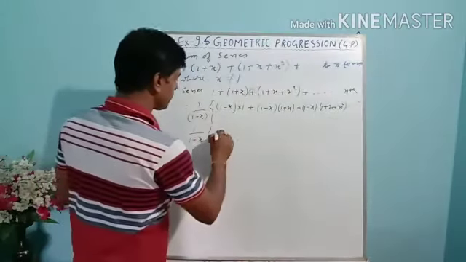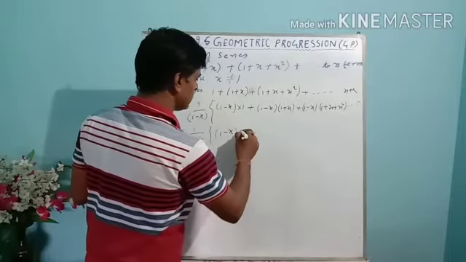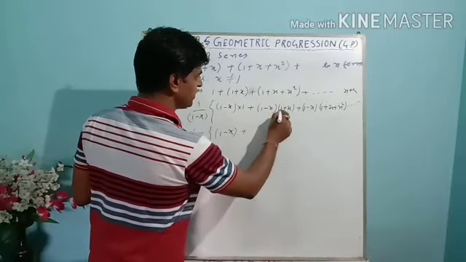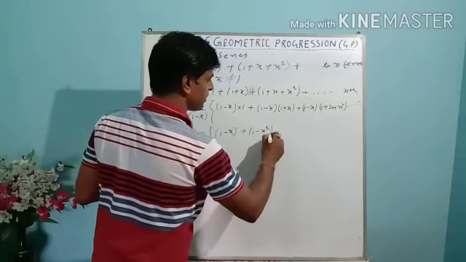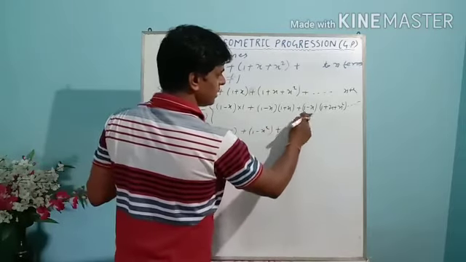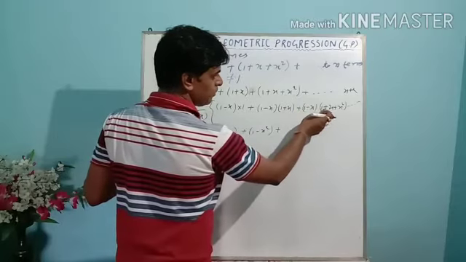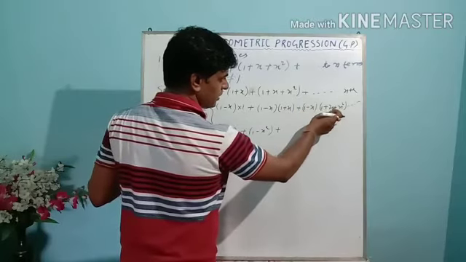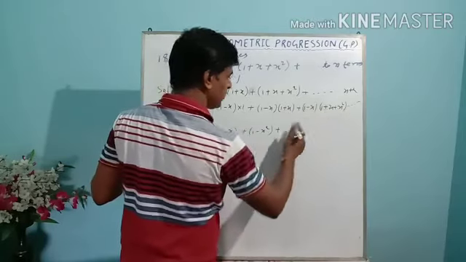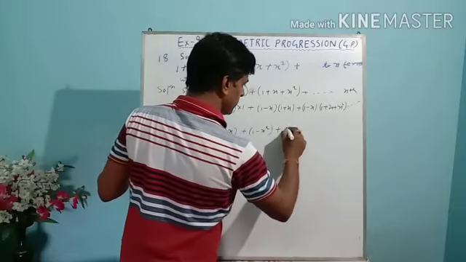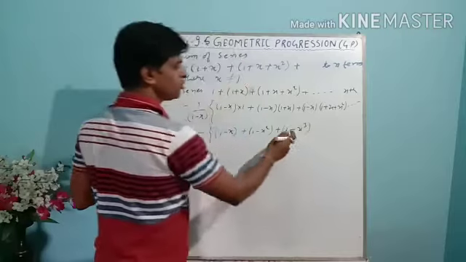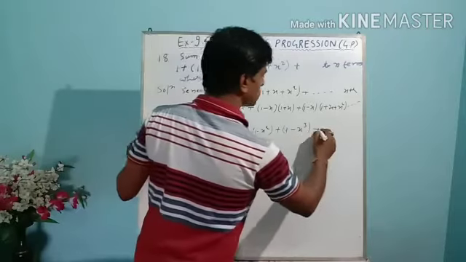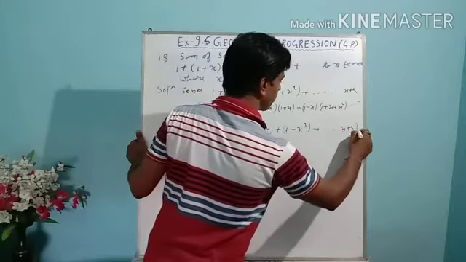Now see here, 1 minus x times 1 plus x, the formula is a square minus b square. So 1 minus x square. Similarly here, a minus b into a squared plus ab plus b squared, it would be a cube minus b cube. So 1 minus x cube. So like that till nth term.